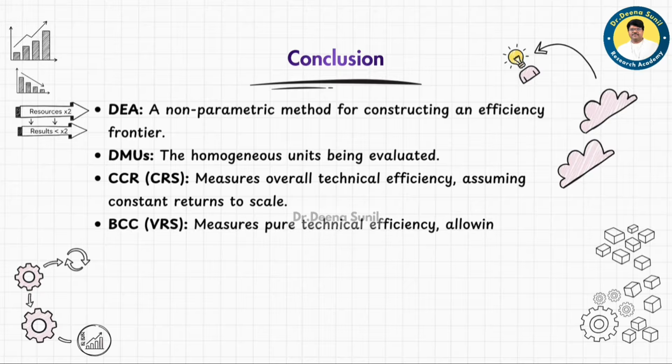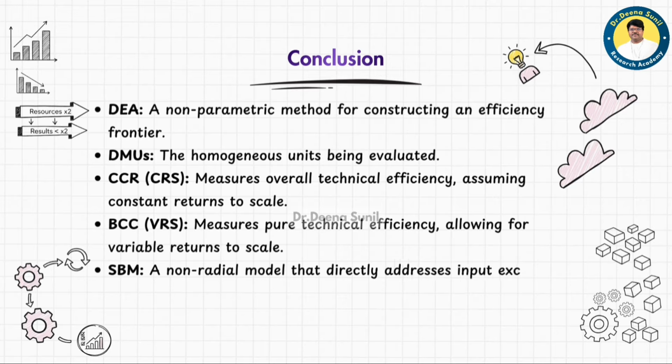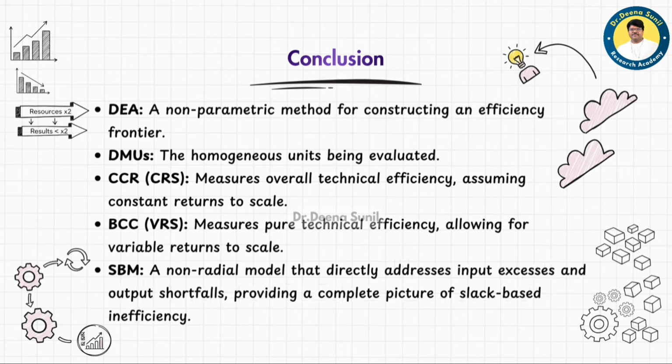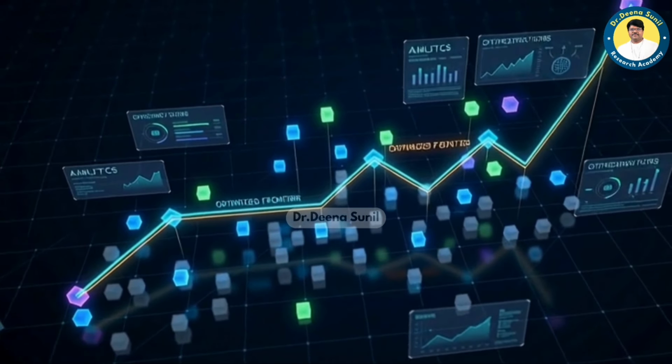CCR, that is constant returns to scale, measures overall technical efficiency assuming constant returns to scale. BCC, that is variable returns to scale, measures pure technical efficiency, allowing for variable returns to scale. SBM, a non-radial model that directly addresses input excesses and output shortfalls, providing a complete picture of slack-based inefficiency. Understanding these models is the first step.